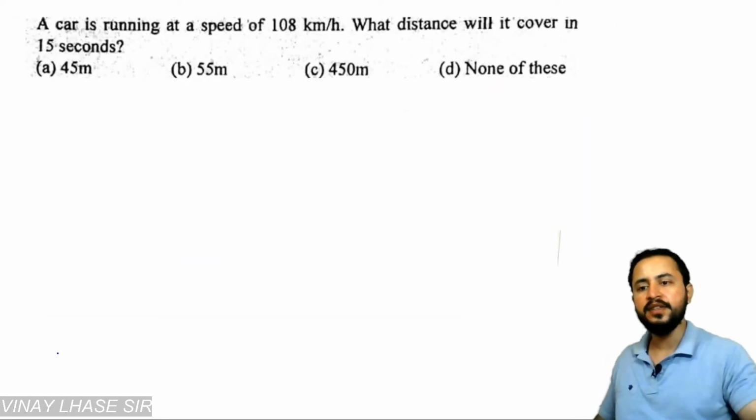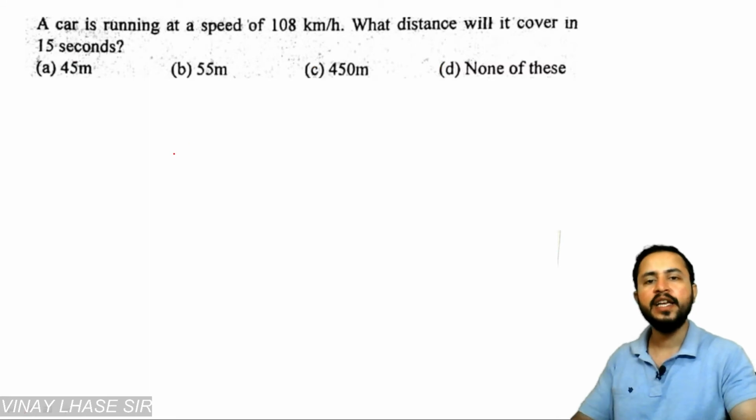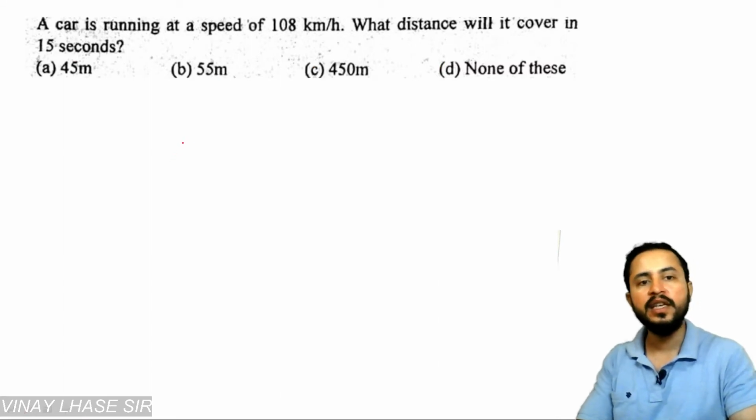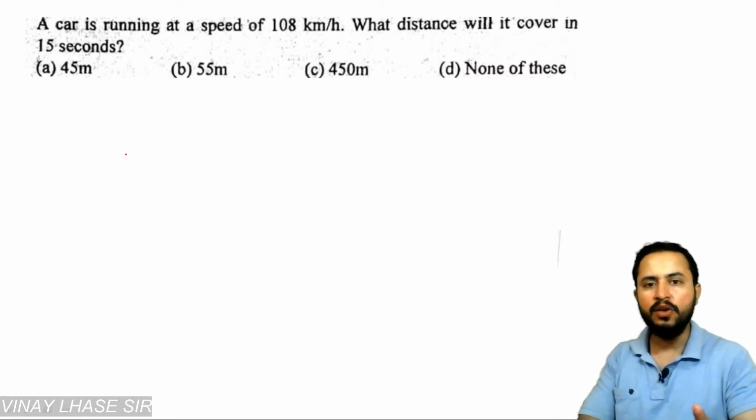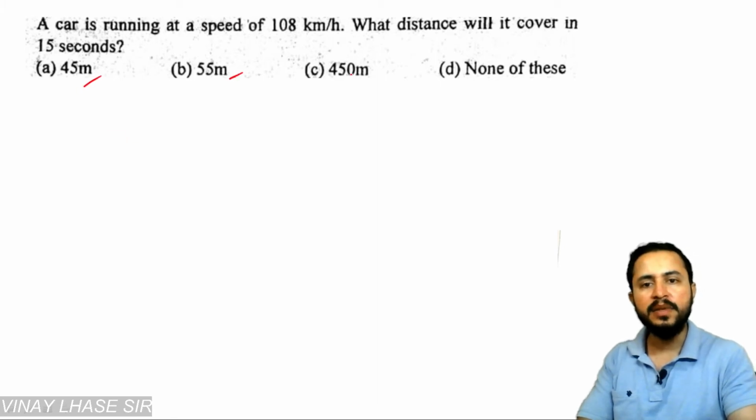Let's move to the next. So next question is asked here: a car is running at the speed of 108 km per hour, what distance will it cover in 15 seconds? Look, the options asked are in meters, while the time is given in seconds.